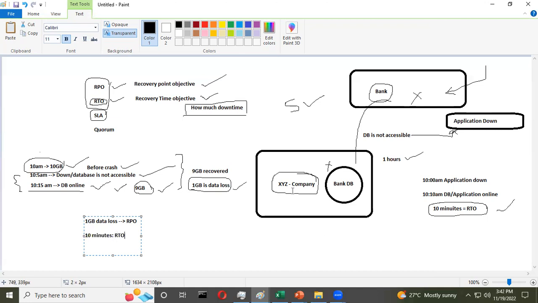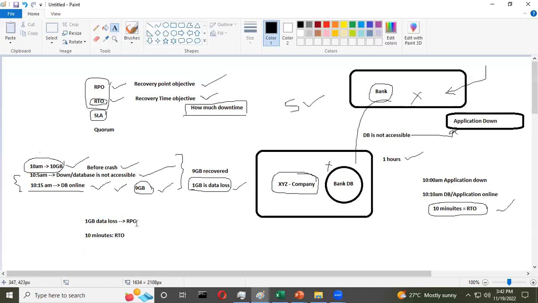Recovery time, right? How much time it takes to bring the databases online? It tells that it takes 10 minutes to bring the database online. This is RPO and RTO. So based on these two, the SLA depends, right? Now what is SLA? The SLA is 10 minutes. I'm able to recover the database within 10 minutes, including the data loss of 1 GB. These two come under the SLA, service level agreement, right?